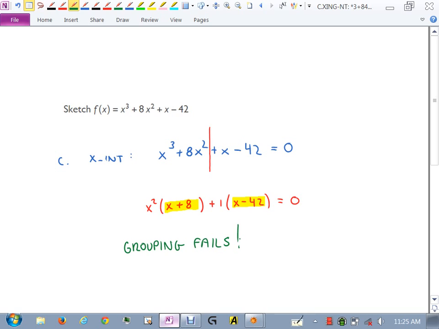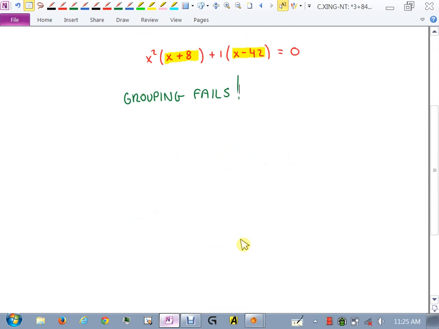So the question becomes, does it even factor? Is it even possible to factor this? Some things can't be factored. All right? Some can't. I'll give you an example of something that can't be factored.